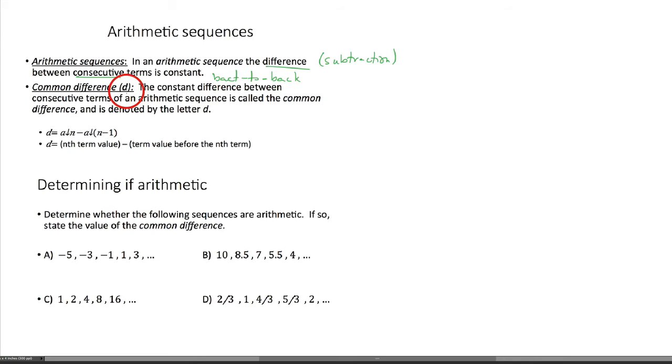And so let's also define what we mean by common difference. The common difference, which we indicate with the letter D, is the constant difference between consecutive terms of an arithmetic sequence. So we call this the common difference. We use the letter D to denote it, and its definition is this, what you see right here.